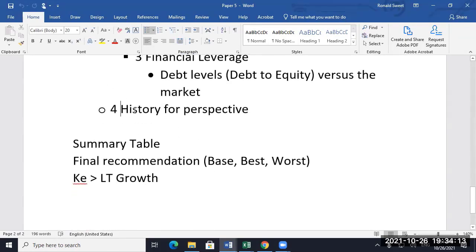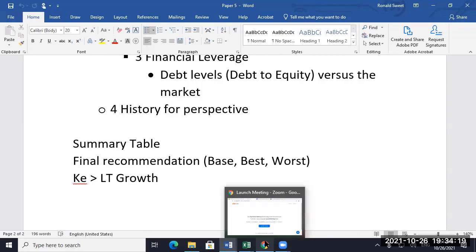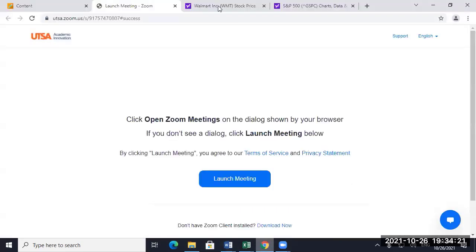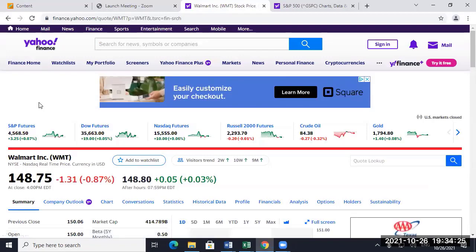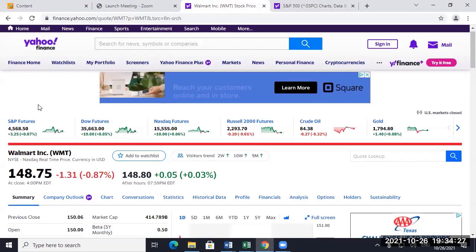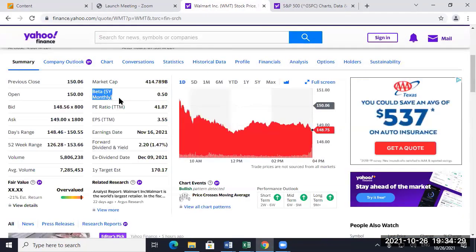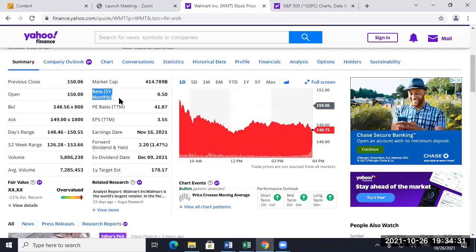So let's get down to the history, the perspective of where have they been. What we're going to do here on the history is actually calculate the history. I'm going to do Walmart, and we're going to do exactly what Yahoo Finance does so that you have a number to check against. All right. So if you do this correctly, your last number should match Yahoo Finance. And what does Yahoo Finance do?